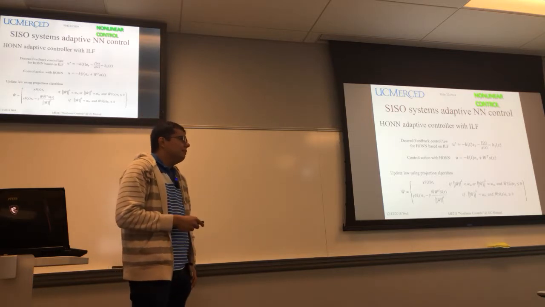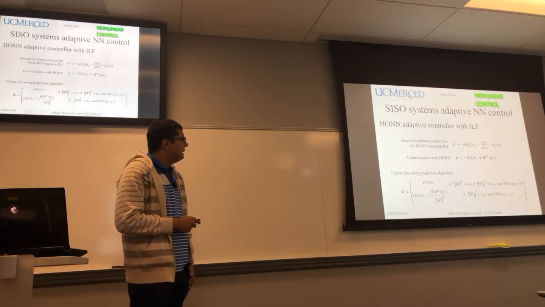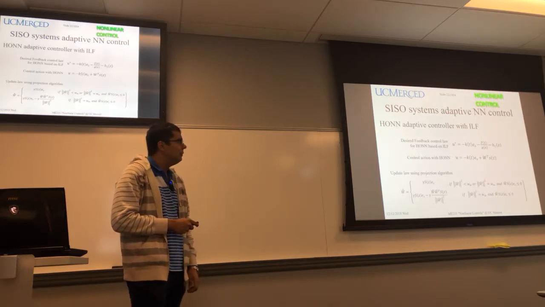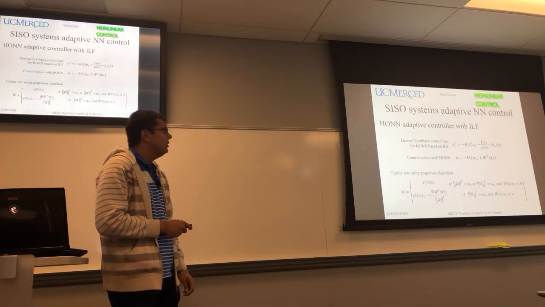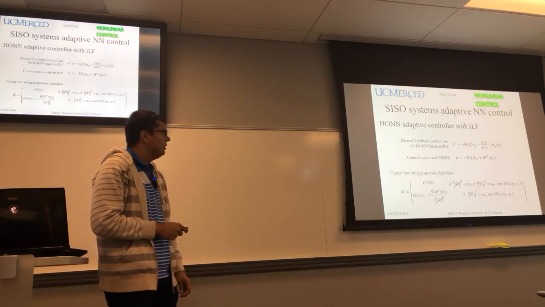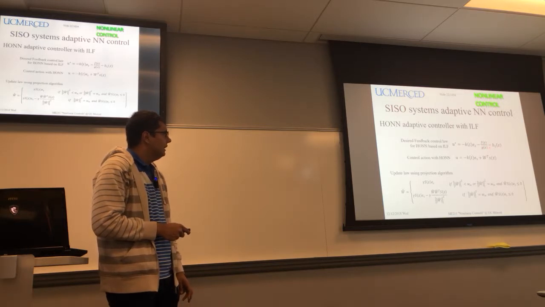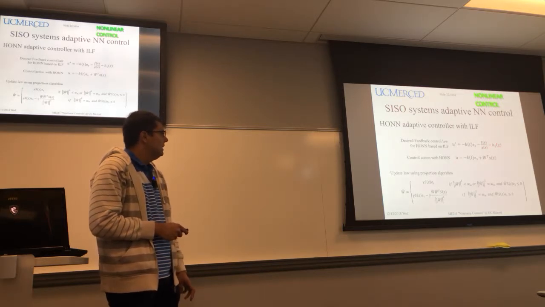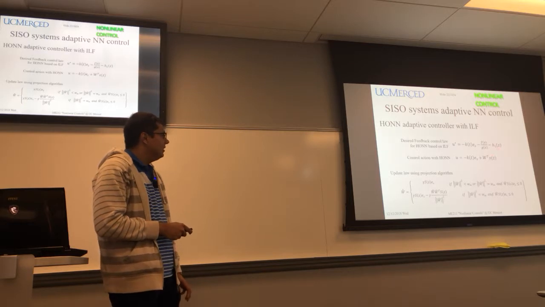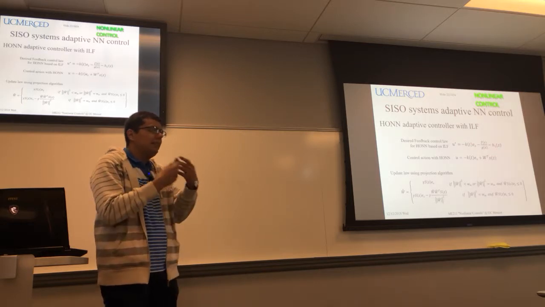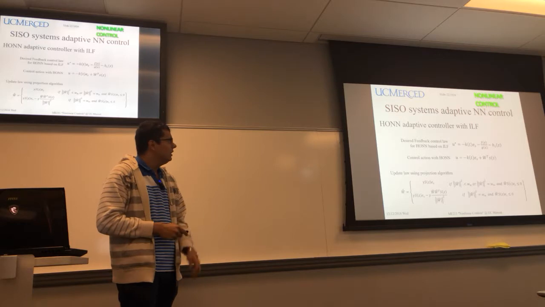So in this case, we design a higher order neural network using the integral Lyapunov function. Employing the integral Lyapunov function, we can obtain this control law. Here, as you see, this control law depends on G, F, and these terms H1. But all these terms that you see here will be estimated by our neural network, in this case, the high order neural network.